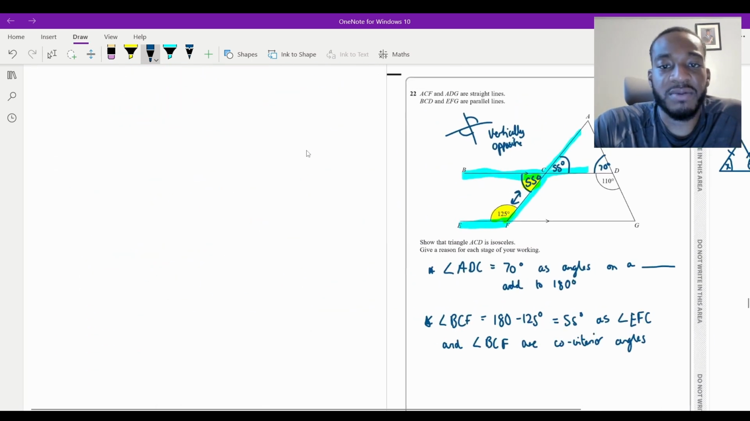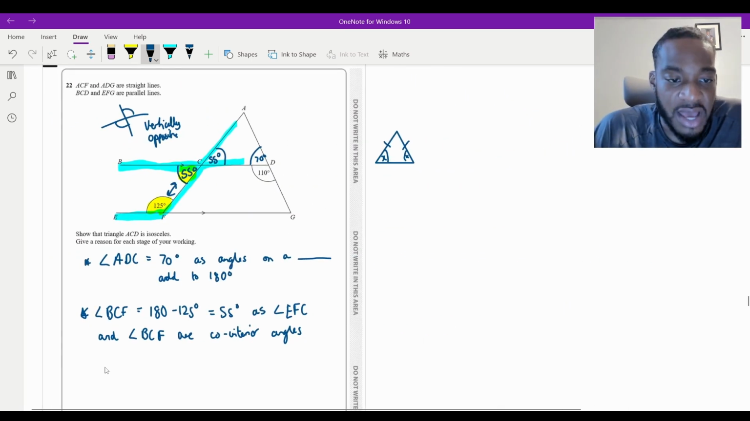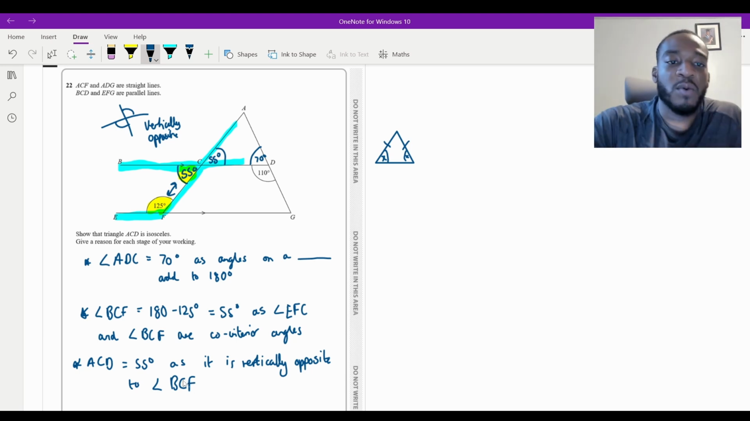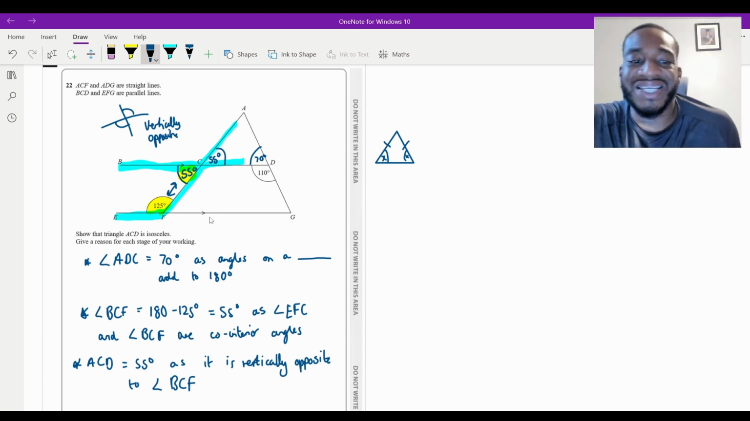So what I can now say, let me just zoom out a bit. I can now say that angle ACD is equal to 55 degrees, right? As it is vertically opposite to angle BCF. Okay. Brilliant. Now remember what we're trying to do. We're trying to show that triangle ACD is isosceles.